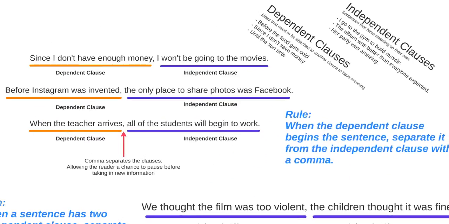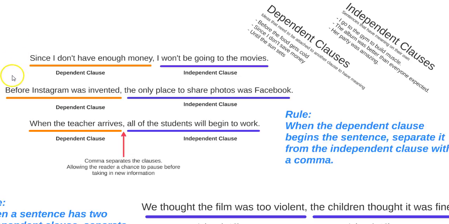This is the function of the comma. Let's look at the first example. "Since I don't have enough money, I won't be going to the movies." "Since I don't have enough money" is dependent. It has no meaning on its own. But when it's attached to "I won't be going to the movies," the independent clause, it has a meaning. We separate the dependent clause from the independent clause with a comma.